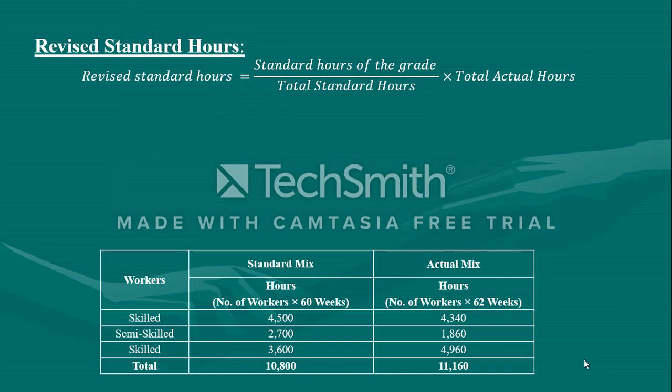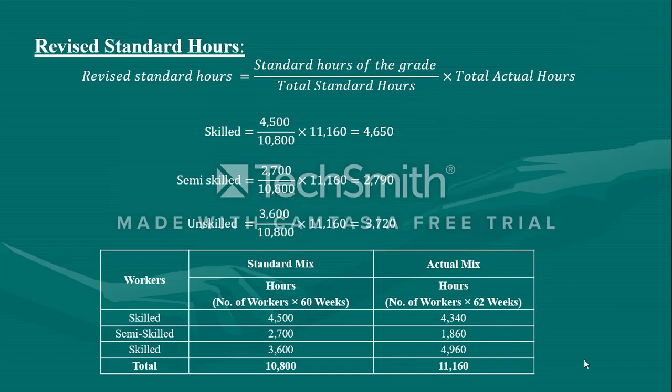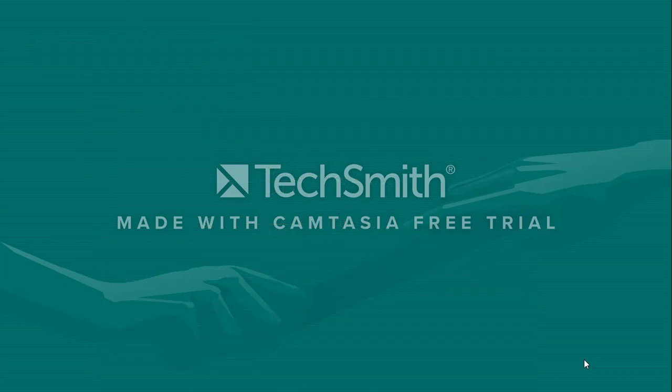Standard hours for the grade means: for skilled, 4,500 is the standard hours for the grade, for semi-skilled 2,700, and for unskilled labor 3,600 hours. Now look, first for skilled labor, 4,500 divided by the total standard hours 10,800 into actual hours 11,160 gives 4,650 hours, the revised standard hours. For semi-skilled, 2,700 divided by 10,800 into 11,160, 2,790 is the revised standard hours. For unskilled labor, 3,600 standard labor hours divided by total standard hours 10,800 into actual hours 11,160, 3,720 is the revised standard hours. With the help of the formula we can do this.